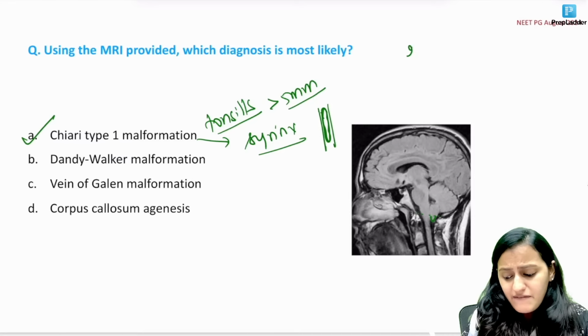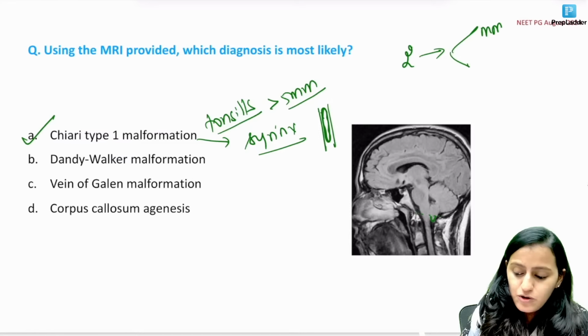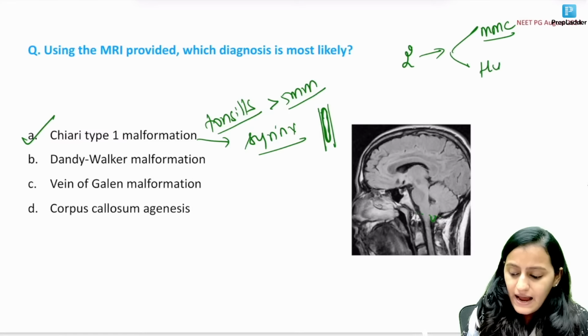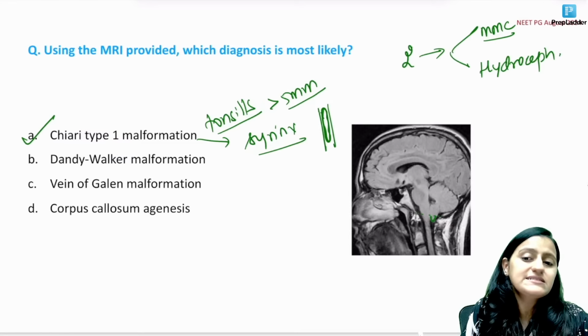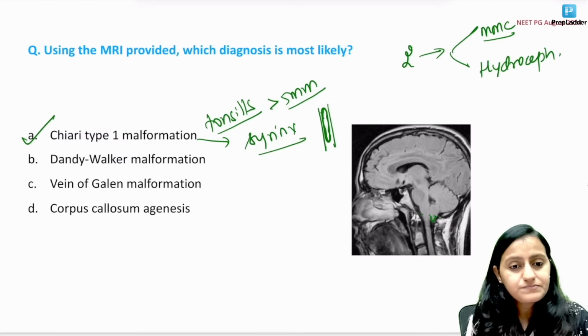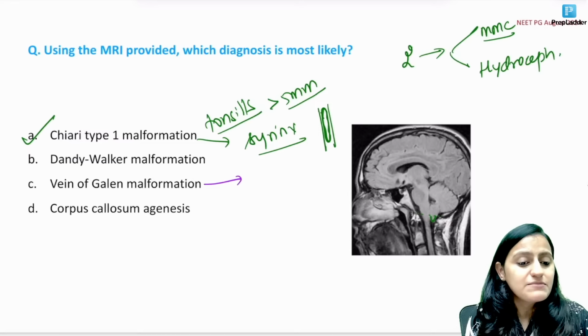And then what do you have in Chiari type 2 malformation? Remember, it has meningomyelocele and hydrocephalus. Important. Meningomyelocele and hydrocephalus is Chiari type 2. Okay? Clear with everyone? What is the classical history in vein of Galen malformation?